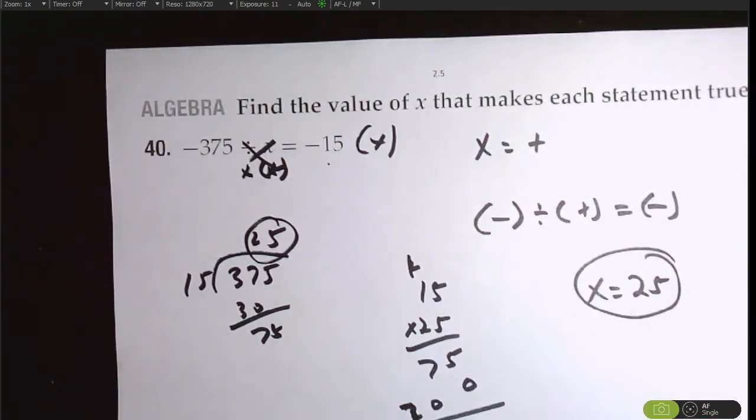That's a tricky problem. It'll be easier though when we do solving equations later on in the year. So if you got any other questions, didn't make sense or something like that, come on in. We'll talk before school or after school.